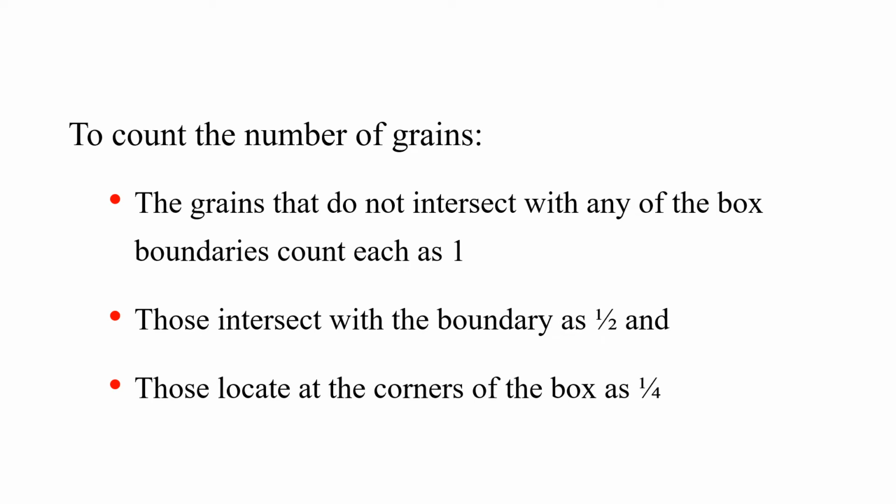And there is a specific way to count the number of grains. It's really easy. The grains that do not intersect with any of the box boundaries count each as 1. Those that intersect with the boundary count as half. And those located at the corners of the box count as a quarter.